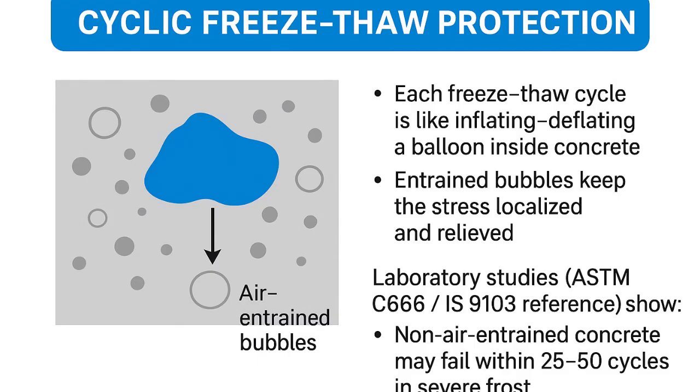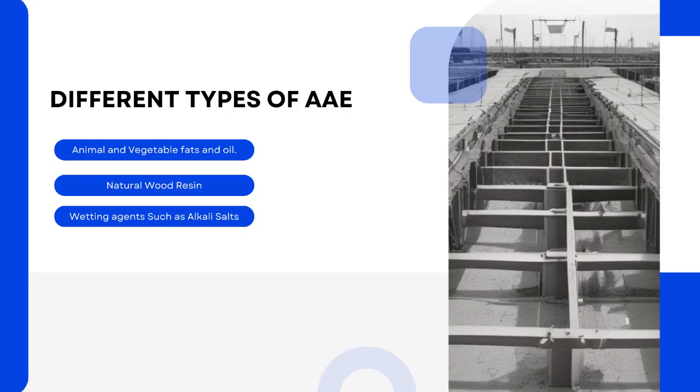Now, we need to know what are the different types of air entraining agents we can use in concrete. Animal and vegetable fats and oils and their fatty acids; natural wood resins, which react with lime in the cement to form a soluble resinate. These resins may be re-neutralized with NaOH so that a water-soluble soap of a resin acid is obtained. And then wetting agents such as alkali salts of sulfated and sulfonated organic compounds. So these are all the different types of air entraining agents we can use.